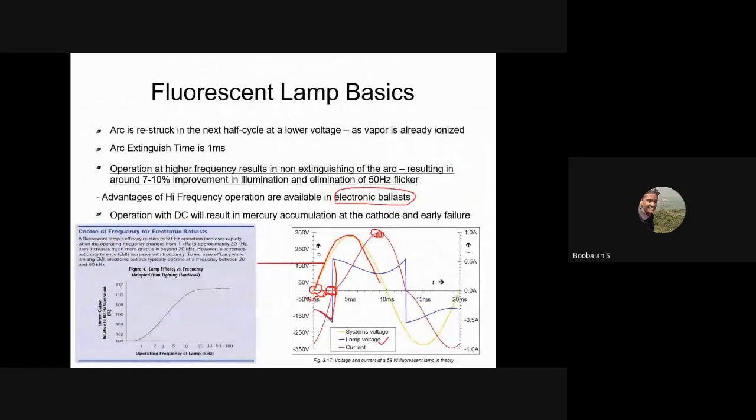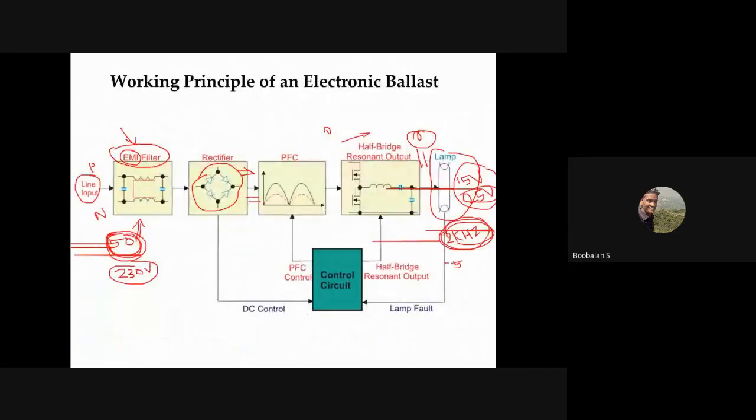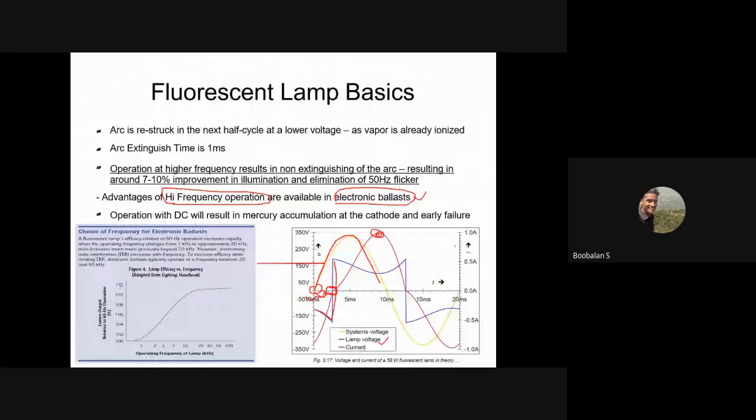One second. The advantage of the electronic ballast is that high frequency operation is available. I already told you it's around 2 kilohertz to 5 kilohertz. Some manufacturers go up to 5 kilohertz, so 2 to 5 kilohertz. So the advantage of this electronic ballast is high frequency operation.